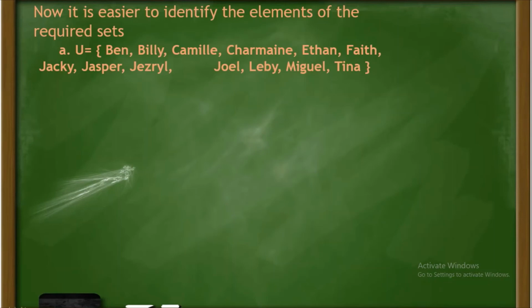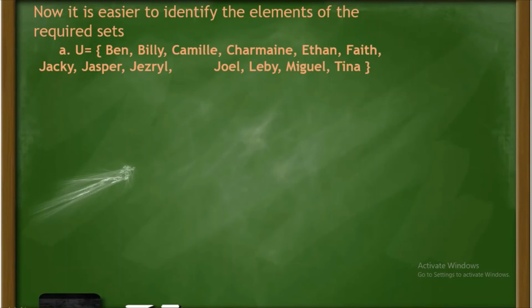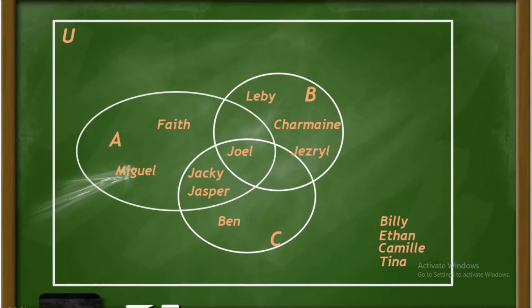So letter B, A union B complement. So, ano yung mga nandito sa A? We have Faith and Miguel.